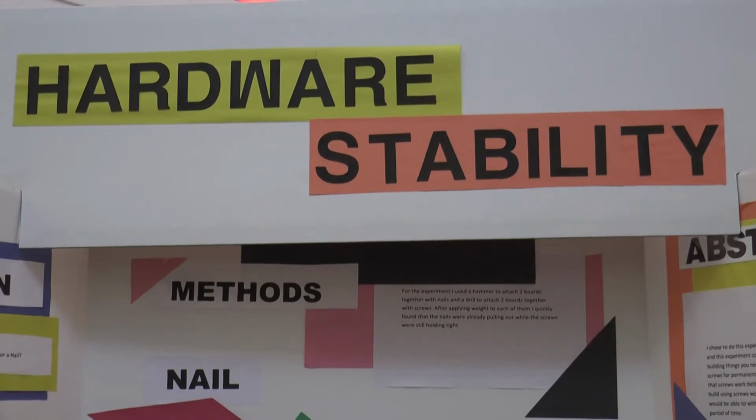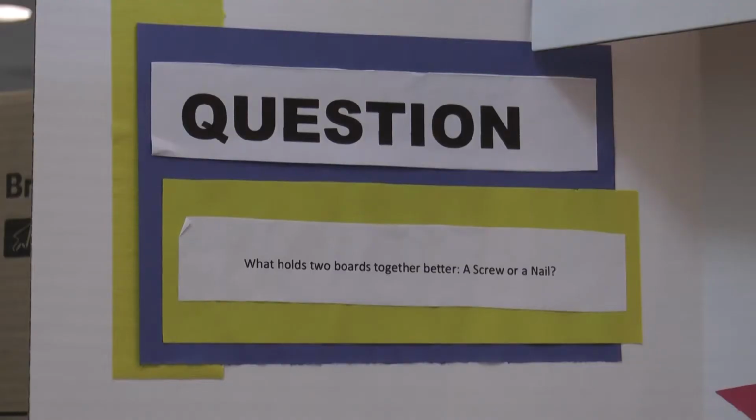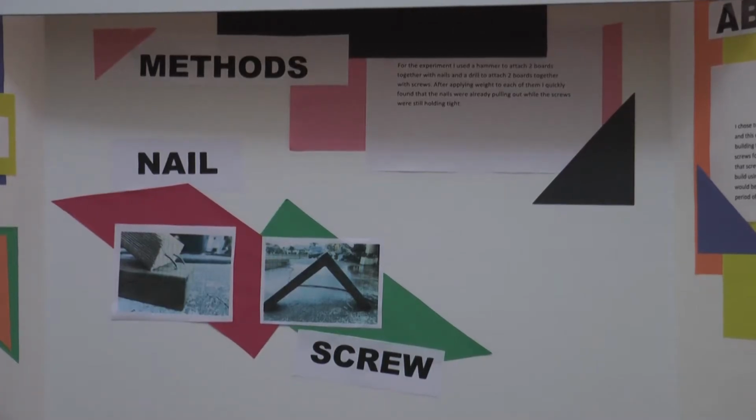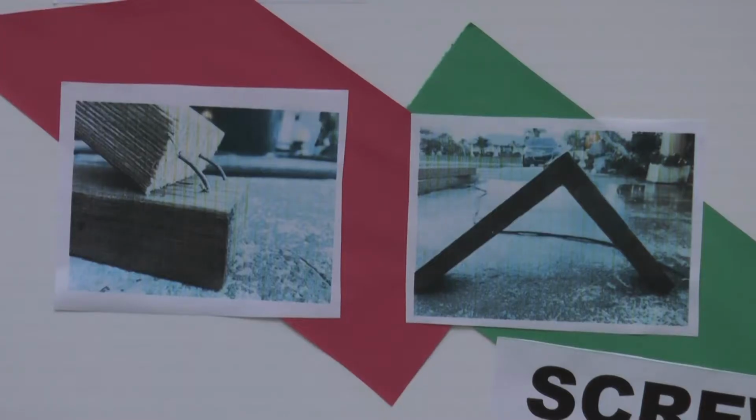I mainly chose this experiment because I have a lot of background information on this experiment, and I work almost every week building stuff and working on cars and stuff, so I can relate to this. So whenever I started this experiment, I made the hypothesis that the screw will hold them together better because it has threads, which put a grip and traction in whenever it has force on it.